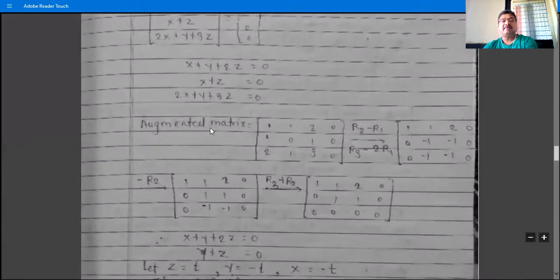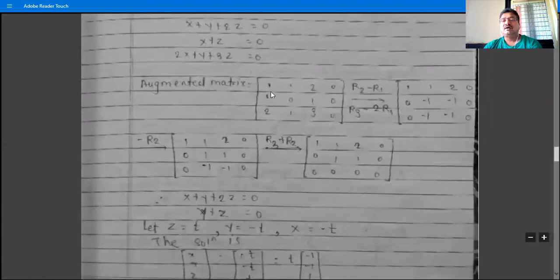So consider the augmented matrix or coefficient matrix, because this is a homogeneous system. We consider the matrix 1 1 2, 1 0 1 and 2 1 3, that is the coefficient matrix A, and the combination of A and the constant matrix B is the augmented matrix. Now we have to solve this system by using the Gauss elimination method.